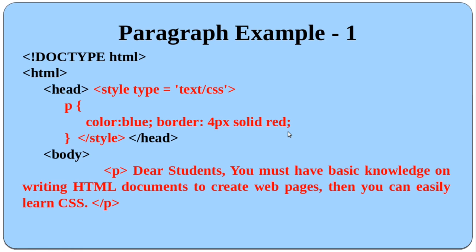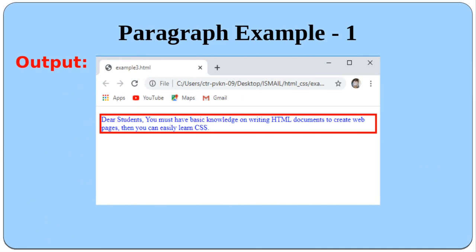Now what is the paragraph text? The same text. Dear students, you must have basic knowledge on writing HTML documents to create web pages. Then you can easily learn CSS. Close the body tag, close the HTML tag, and execute this code in your web browser. You can observe the paragraph text color is changed to blue, and we also inserted a border around this paragraph. Solid red border, 4 pixel solid red border.